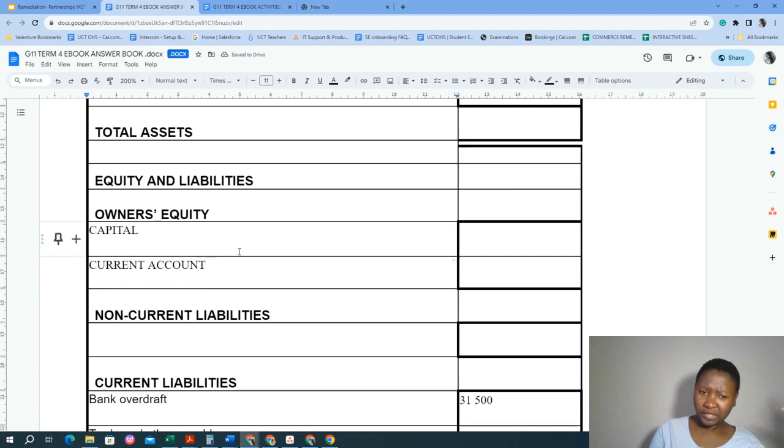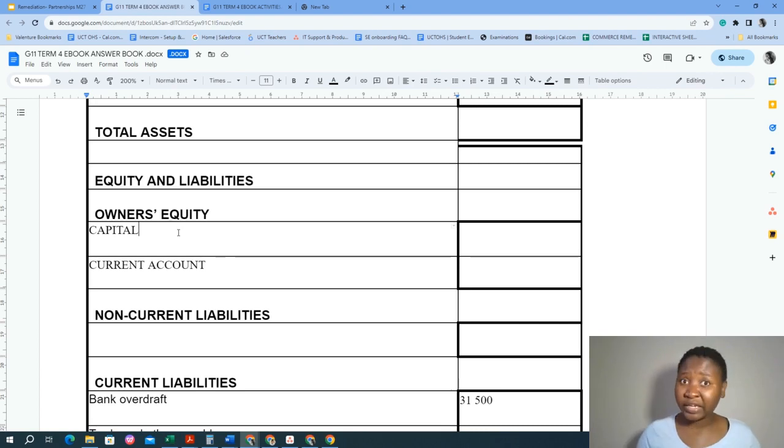So what goes into my capital? What goes into my current account? Like I said, there are many instances where you get activities that you are required to work out, and they're not giving you opportunities to do the notes because we are used to the notes. So now it's like, how do I complete a balance sheet without the notes?